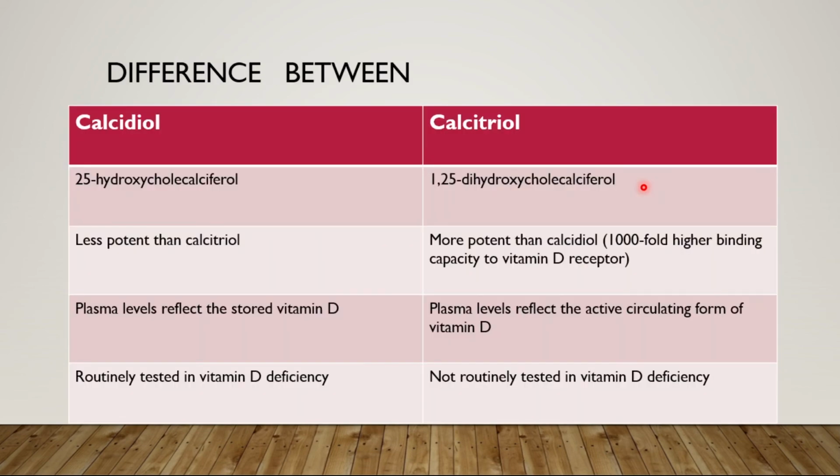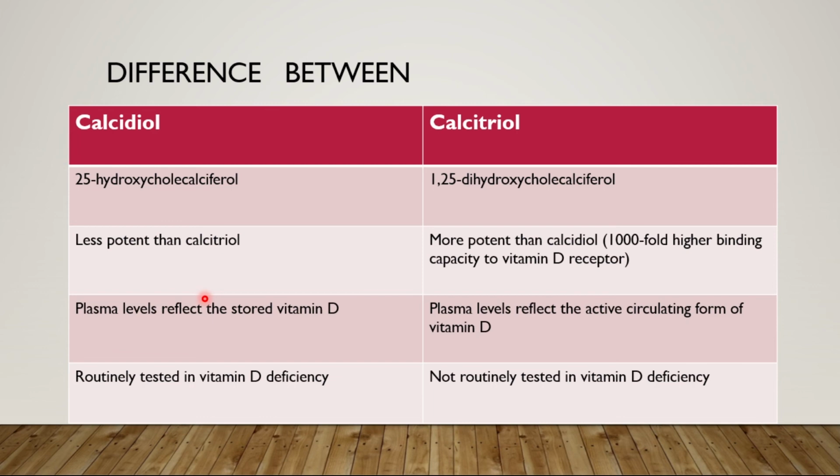Now the difference between calcidiol and calcitriol. Calcidiol, also known as 25-hydroxycholecalciferol, and calcitriol, also known as 1,25-dihydroxycholecalciferol. Calcidiol is less potent, whereas calcitriol is actually 1,000 times more potent than calcidiol. For calcidiol, the plasma levels reflect the stored vitamin D, because this product is actually not in use. It's an inactive form.